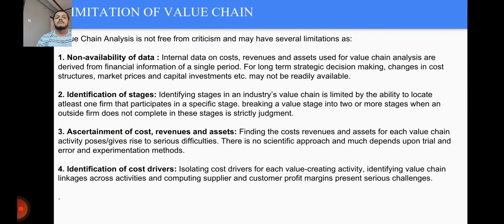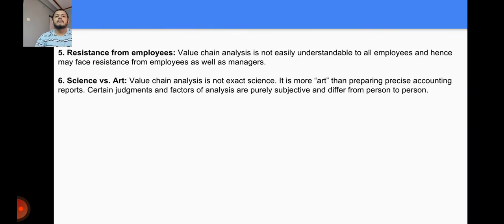Identification of cost drivers: isolating the cost driver for each value creating activity, identifying value chain linkages across activities, and computing supplier and customer profit margins present serious challenges. Resistance from employees: value chain analysis is not easily understood by all employees and hence may face resistance from employees as well as managers. Science versus art: value chain analysis is not an exact science. It is more an art than preparing a precise accounting report. Judgment and factor analysis are purely subjective and differ from person to person.